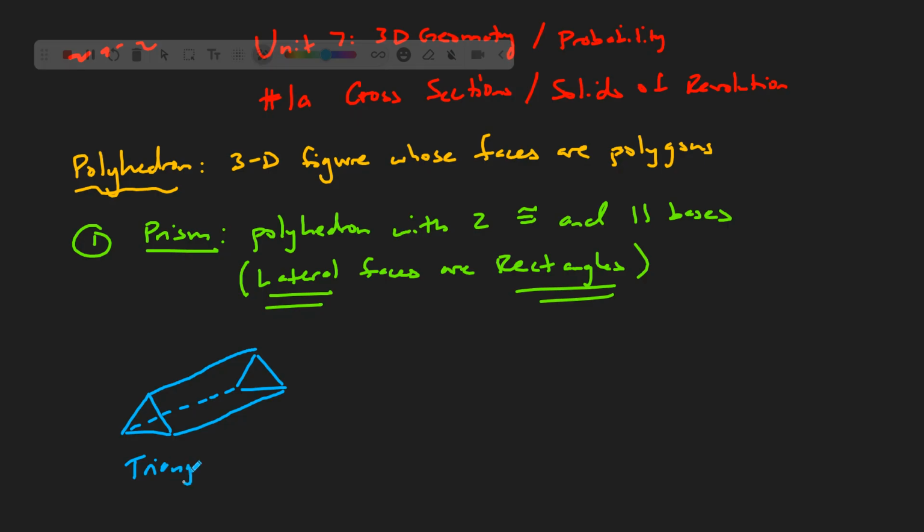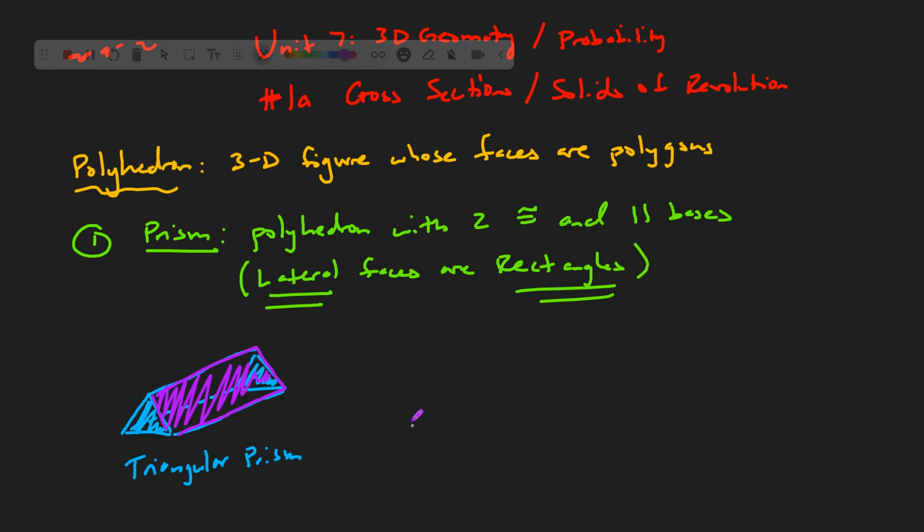Triangular prism. It's called triangular because the bases here and here are those congruent triangles. And if you notice, this face right here is one of the lateral faces. That is a rectangle. So in a prism, the bases are the shape of the base, and then the other sides, the lateral faces, are rectangles.